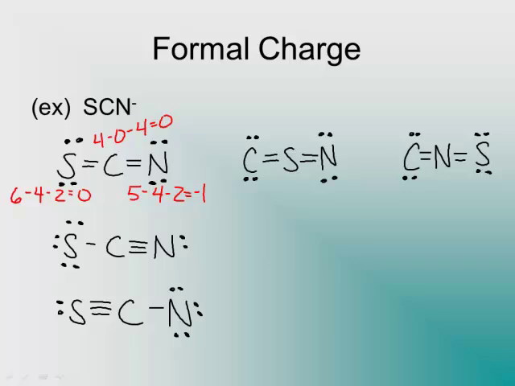Keep assigning formal charges. In the structure drawn below with a triple bond on the right, sulfur is 6 minus 1, which equals negative 1. Carbon again will be 4 minus 0 minus 4. This nitrogen is 5 minus 2 minus 3, which gives me a 0. So between these two structures, both of them have 2 zeros and a negative 1 formal charge.